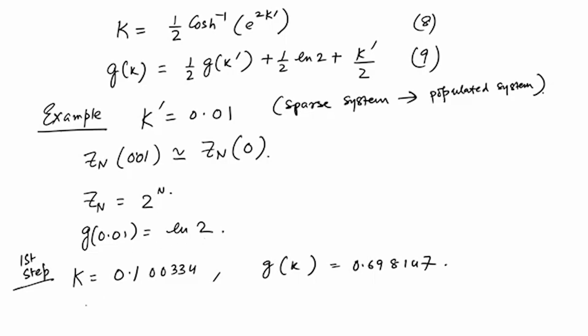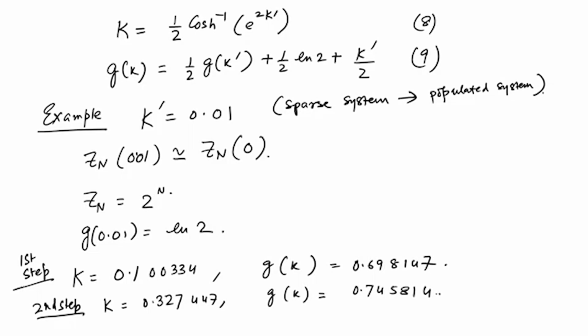And then in the second step you get k equal to 0.327447. These are numerical numbers that you need to work out and convince yourself that these are correct, and 0.745814, and please do it for 3-4 steps more and see where it is going. You will see that actually the new k that you get is flowing towards infinity. Okay. So, which means that this is actually called a fixed point, and it is a trivial fixed point.